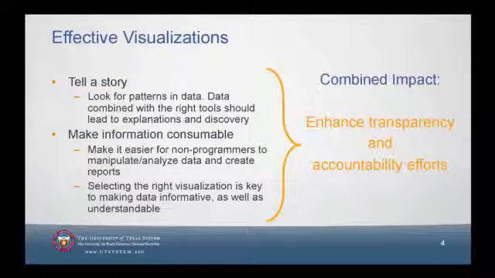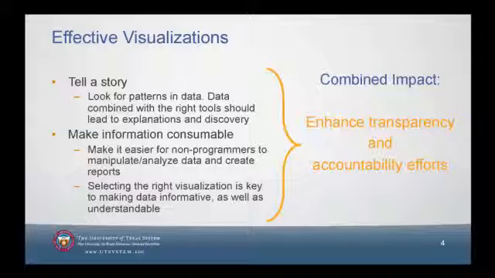Effective visualizations should support your efforts for transparency and accountability in education. That's very important for all of us in higher ed and K through 12, to be transparent and accountable to our audience. The way they can do that is by telling a story, which I believe has been talked about here at this conference. You look for patterns in the data, and data combined with the right tools should lead to explanations and discovery. So you're really presenting a story about your institution through the data.